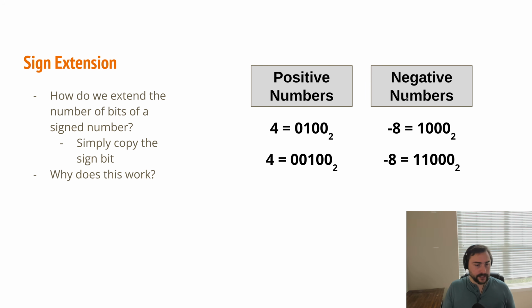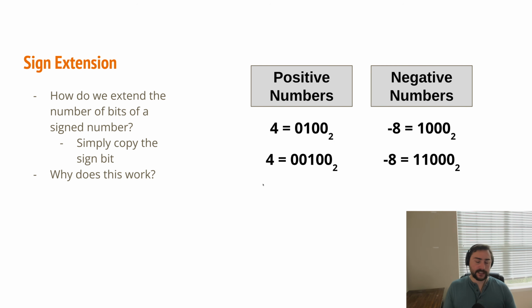Likewise with our negative numbers, so here we have -8, so 1, 0, 0, 0. To go from 4 bits to 5 bits and still represent -8, we just copy the most significant bit, our sign bit. So now we have 1, 1, 0, 0, 0 instead of 1, 0, 0, 0. But how exactly does this work?